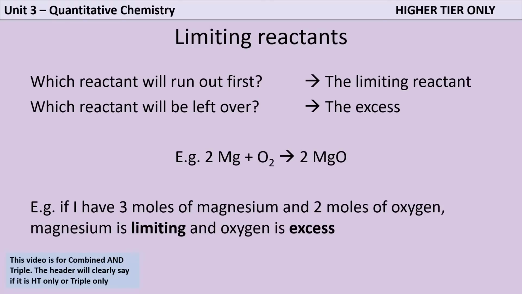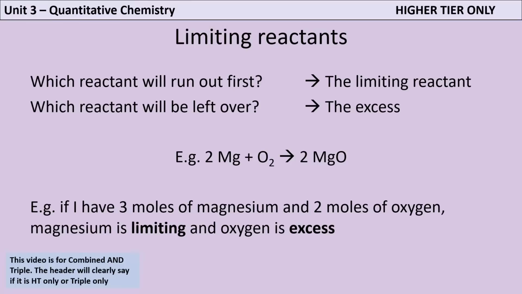Okay, limiting reactants, everybody's least favourite. So in every chemical reaction, there is one reactant that is going to run out first, and that is the limiting reactant. And the one that is not the limiting reactant is called the excess. Now, the first 2 marks are going to be working out the moles of both of those reactants. So even if you can't remember how to do this, you can get a mark for working out the moles of each one.